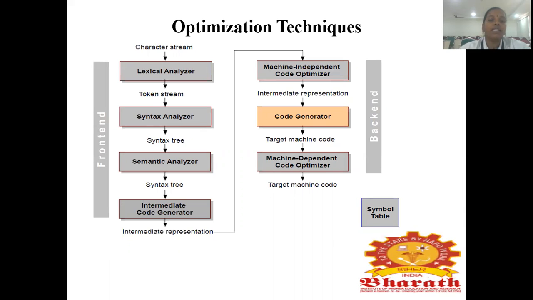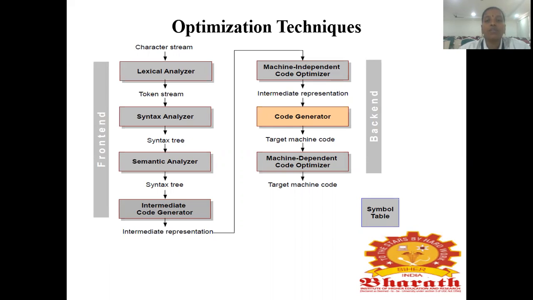Next is the intermediate code generator. The intermediate code generator is used for connecting the front end and the back end. It is the main link between the front end and the back end. It communicates between the semantic analyzer and the back end classes, using the intermediate generator.